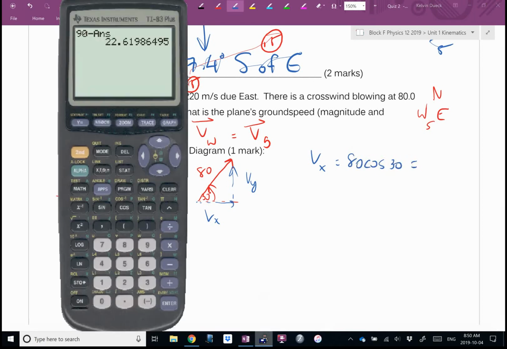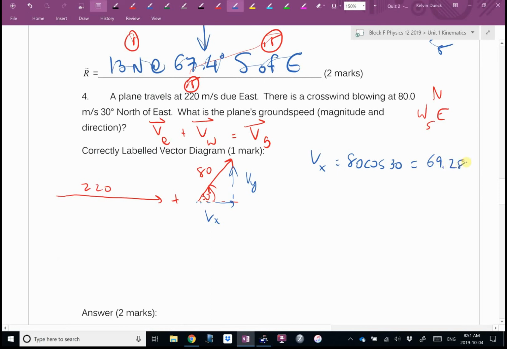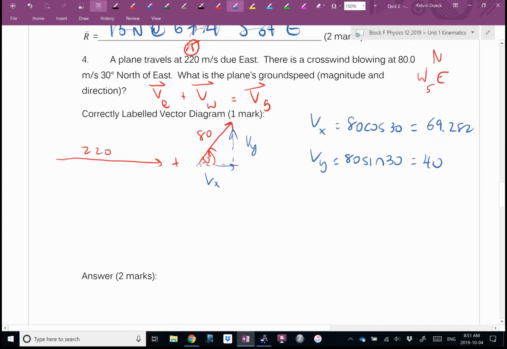which is 69.282. The vertical one ends up being 80 sine 30, which works out bang on to 40, I believe, yes? So what we're really adding is this.